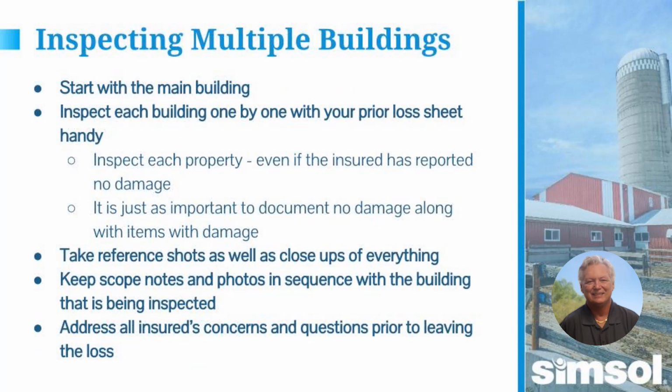All right, and that brings us up to inspecting multiple buildings. Where do you start, okay? I always start with the main building. I don't care if the insured is stating that there's no damage to that building. I'm going to start there, and I'm going to be looking for different indications of the loss. If it was a hailstorm, it'd be on the roof, checking on that, checking the exterior siding, things of that nature.